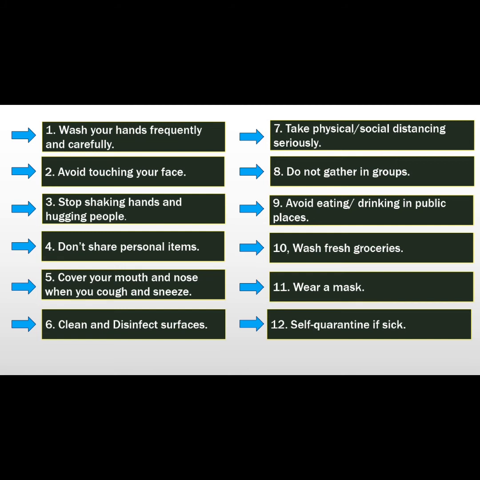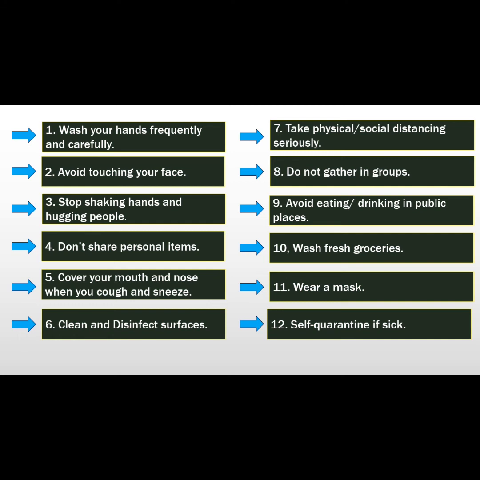Another, cover your mouth and nose when you cough and sneeze. You have to use tissues or sneeze into your elbow to keep your hands as clean as possible. And also, wash your hands carefully after you sneeze or cough. The sixth one, clean and disinfect surfaces. Use alcohol-based disinfectants to clean hard surfaces in your home, like countertops, door handles, furniture, and others.